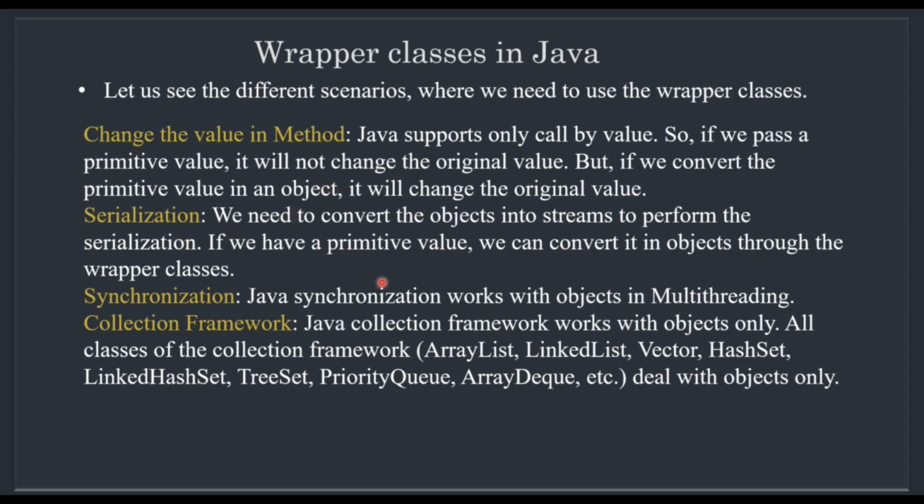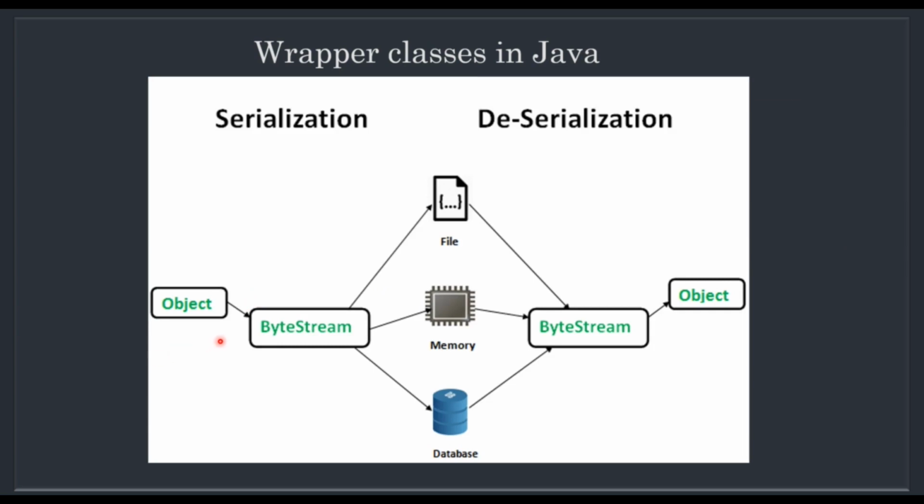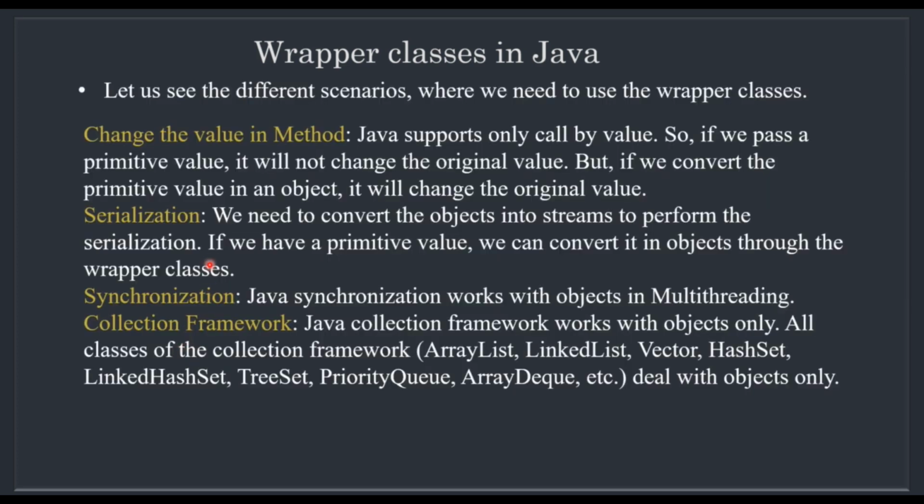The next is serialization. What is serialization? When we want to store the data into a file, memory or database, we convert the object into a byte stream. Deserialization means converting the byte stream from the database back into an object. Serialization and deserialization work only with objects, so it is necessary to convert into objects to perform serialization. If we have a primitive value, we can convert it into an object through wrapper classes.